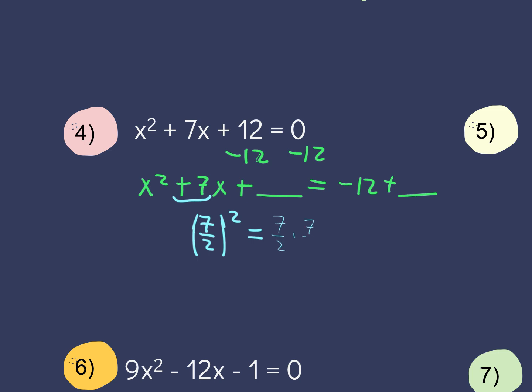7 over 2 times 7 over 2. Yeah, good. Thanks. All right, 49 over 4. Another thing you could do, square the top, square the bottom. Doesn't matter how you do it. You're probably going to want to take the mental shortcut and square the top, square the bottom in the future, right? The next few examples are going to have a lot of fractions. So 49 over 4 is what's going to go in that little space.